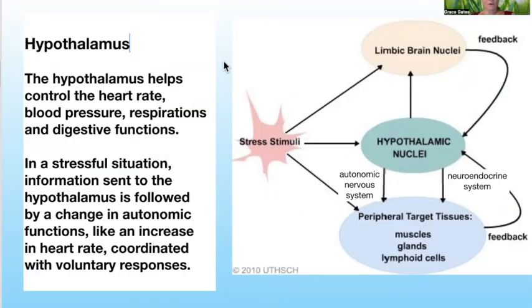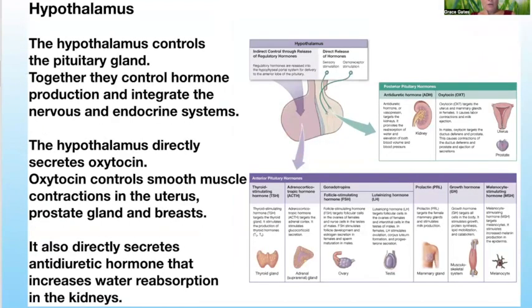As part of the autonomic nervous system, the hypothalamus helps to control the heart rate, blood pressure, respirations, and digestive functions. In a stressful situation, information sent to the hypothalamus is followed by a change in autonomic nervous system functions, like an increase in heart rate, respirations, maybe blood pressure, all of which can be coordinated with voluntary responses, such as running away from whatever is causing you stress, or dealing with it, fighting.